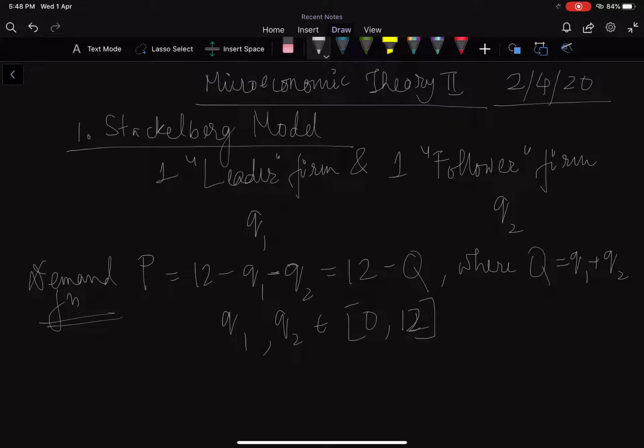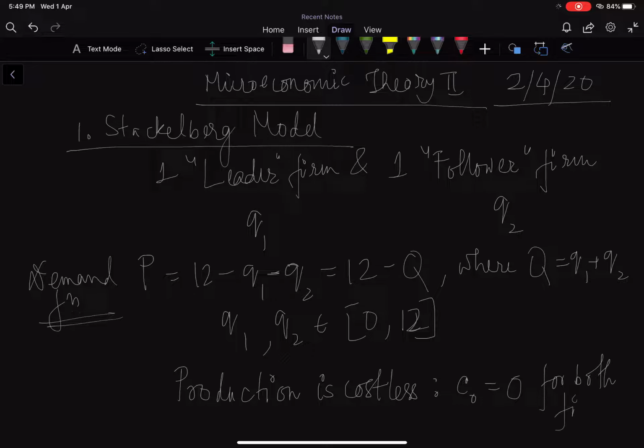And the other thing is a simplifying assumption that production is costless. Basically there is no cost of production. It's just to simplify the case. So it basically means that the marginal cost C naught is 0 for both firms. Okay, so this is the setup.